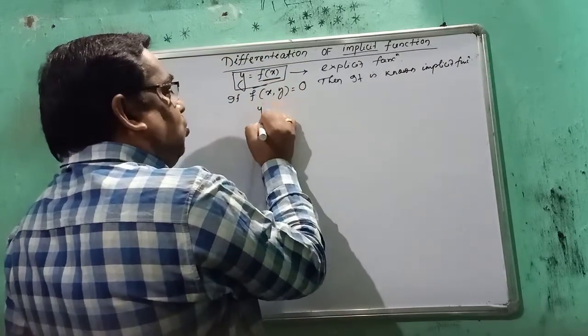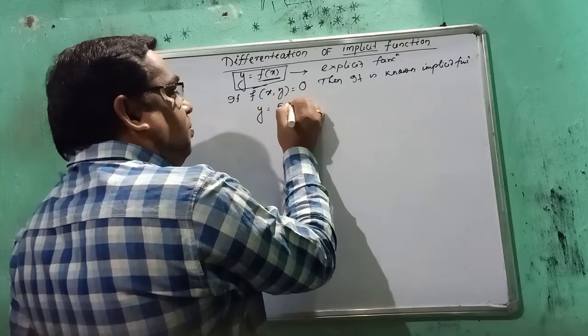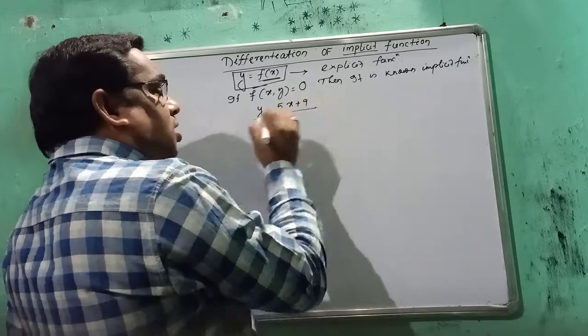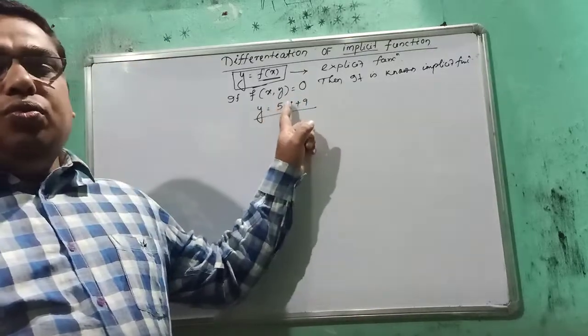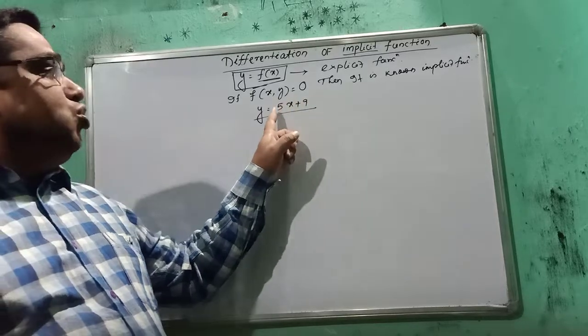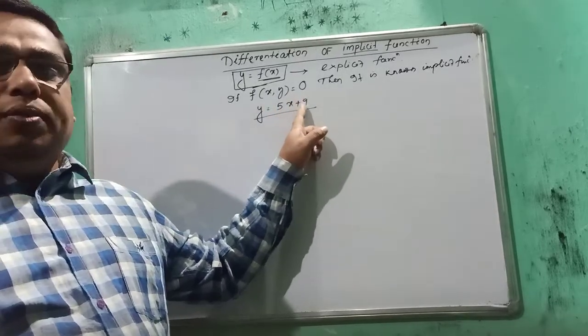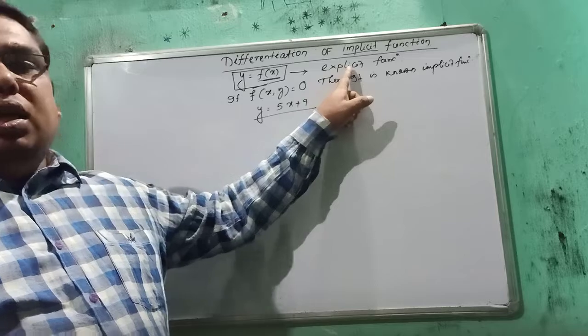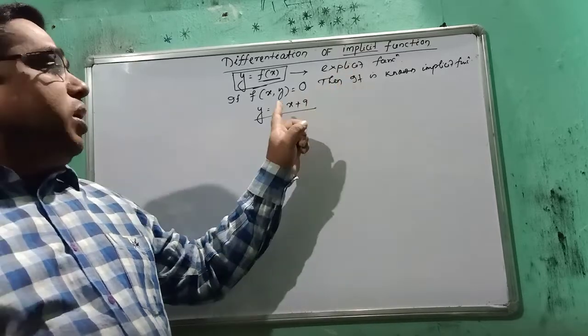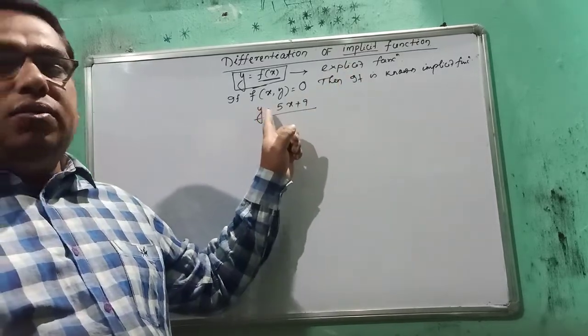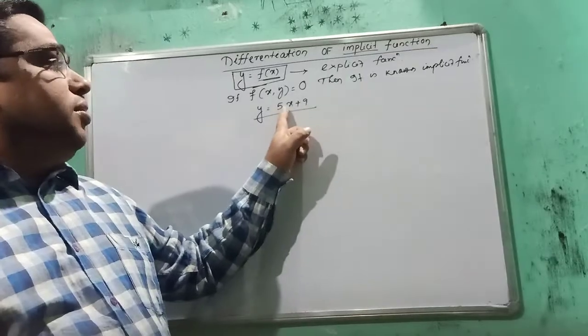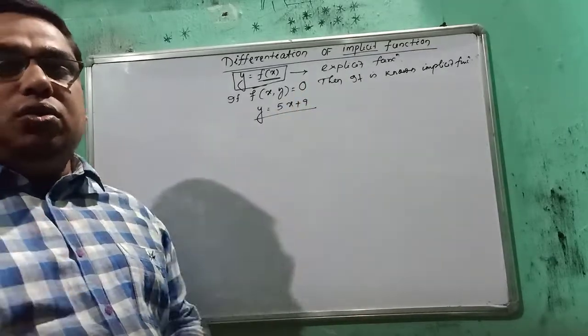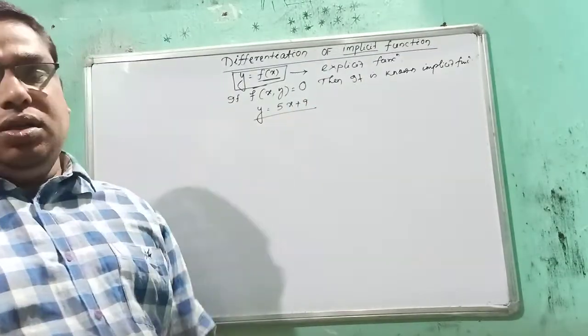Suppose y is equal to 5x plus 9. Here y is in terms of a function of x, so this is known as an explicit function. To find dy by dx, we take the derivative of 5x plus 9, which is equal to 5. Directly you can solve it.